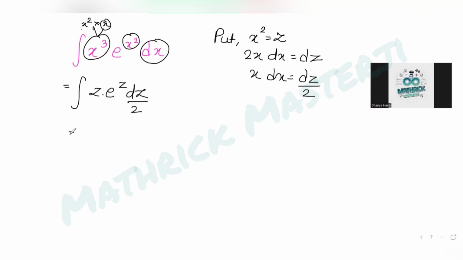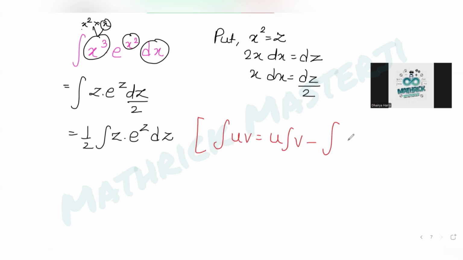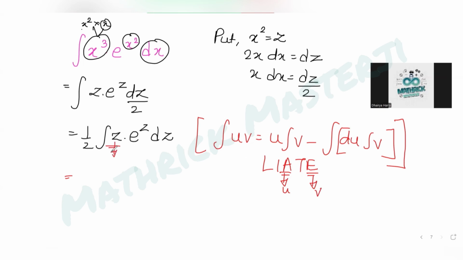Now once I have this, I can write this as half integral z e raised to z dz. So now once I have this, what I get is integral of u into v, which is u integral v minus big integral derivative of u integral of v, the whole thing again integrated. So if I use that according to my idea of LIATE, I have algebraic first and exponential next. So algebraic should be u and exponential function should be v. So z is u, e raised to z is v.